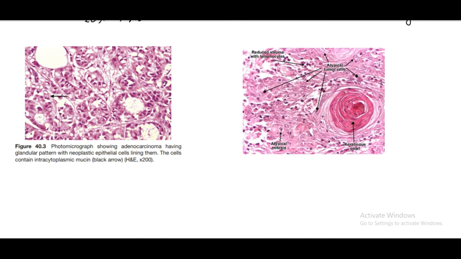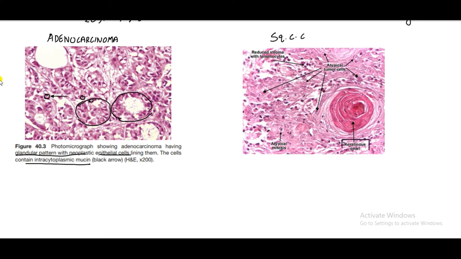And you can see two histological pictures here, the adenocarcinoma on the left side and the squamous cell carcinoma on the right side. In adenocarcinoma, you can see the glandular pattern with neoplastic epithelial cells lining them, and the cells contain intracytoplasmic mucin. This secretes a high amount of mucus, which can lodge into the cavities and block them.